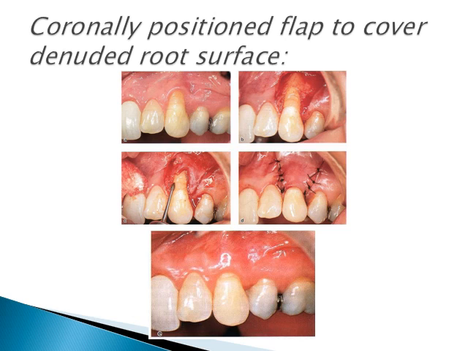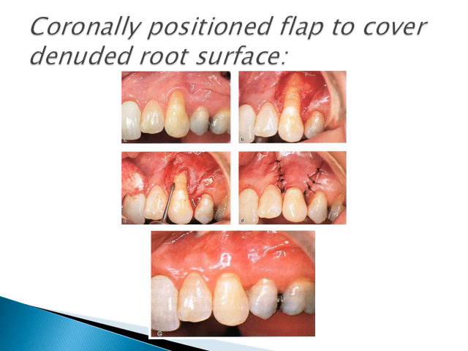Coronally positioned flap to cover denuded root surface. This is a very simple surgery. From its title, coronally positioned, we make a flap and position it in the coronal direction, when we have recession related to these teeth.